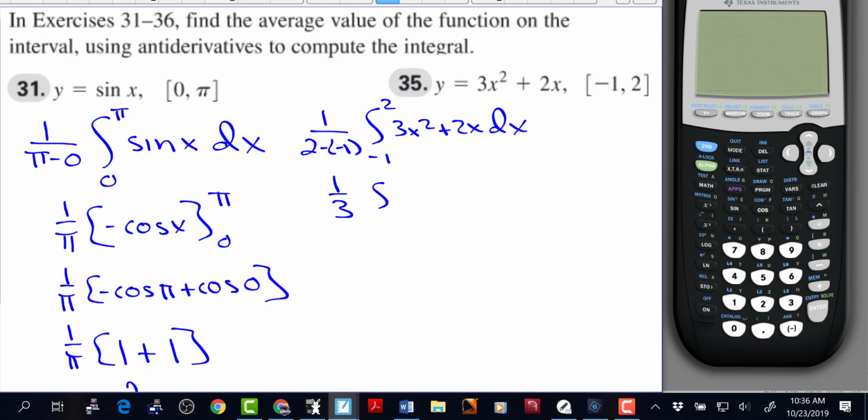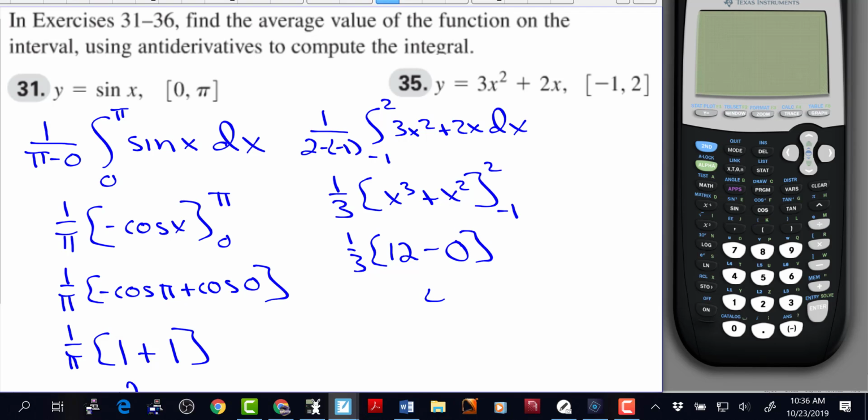So 1/3, negative 1. Oh, no, I can do the integral also. I don't have to write this. So 1/3 times x to the third plus x squared from negative 1 to 2. Plug in the top value. 8 plus 4 is 12. Plug in the bottom value. Negative 1 plus 1 is 0. So the answer should be 4. The average value is 4.